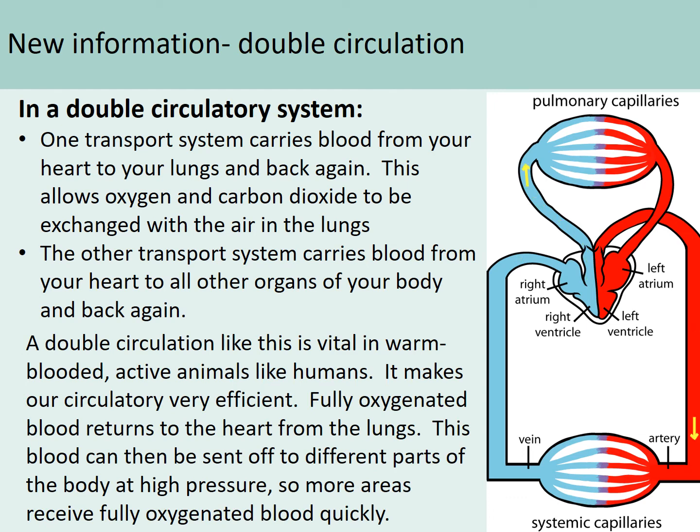Now you don't need to write any of this bit, but the double circulatory system is really important for warm-blooded organisms such as ourselves. That's because all of our cells require a lot of energy, and to get that energy, they need glucose and they need oxygen. The only way they're going to get that glucose and oxygen is from this circulatory system. So by having this double circulatory system, it makes it much more efficient. That means we can get much more oxygen and glucose and other things to all of our cells. So very, very useful.